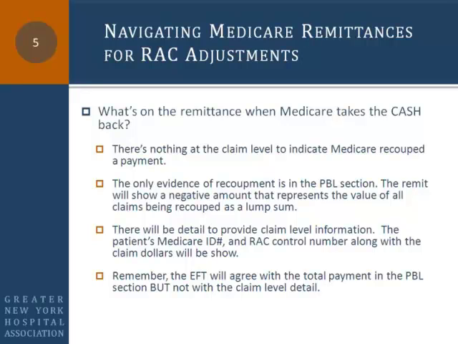Now in the PLB section, there will be a reduction in the amount of claims Medicare is recouping. The dollar amount will represent all of the claims that are being recouped on that specific remittance. Additional detail in the form of patient information will be provided to give the hospital the claim detail, mainly the amount and identification of the patient, so that you can reconcile the remittance to the EFT payment. Unfortunately, this is not the ideal way for Medicare to reflect payment reduction. We hope improvements will be made to show claim level detail in the future, just as the initial entry was.